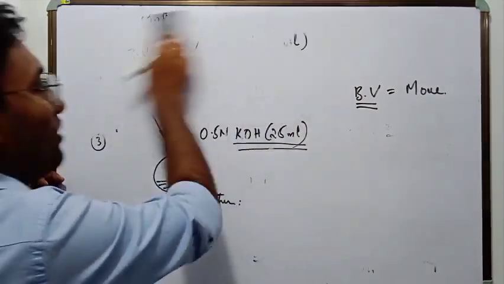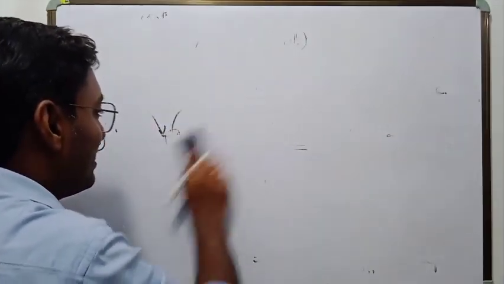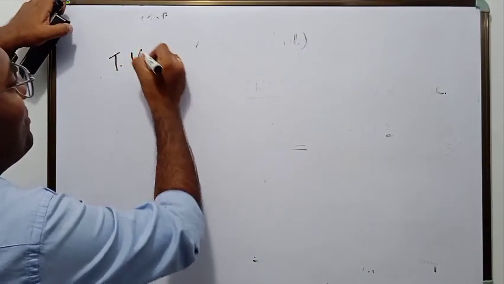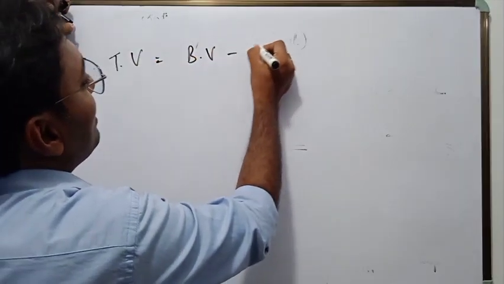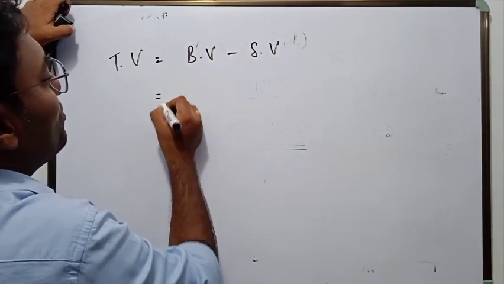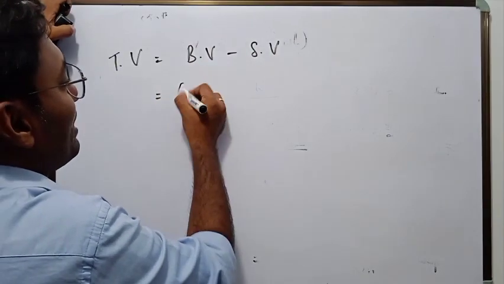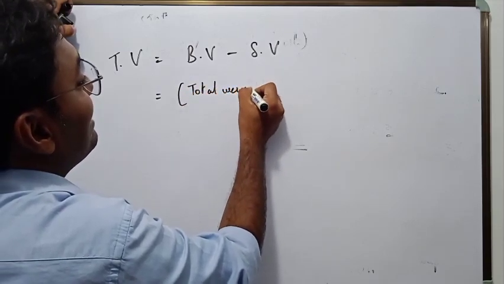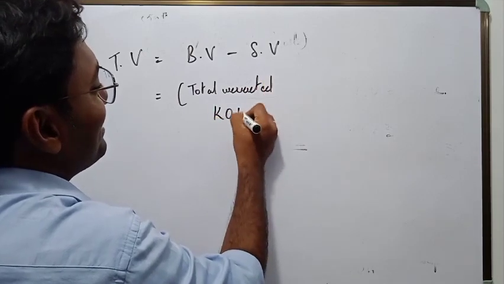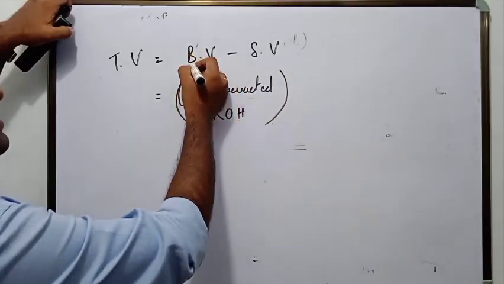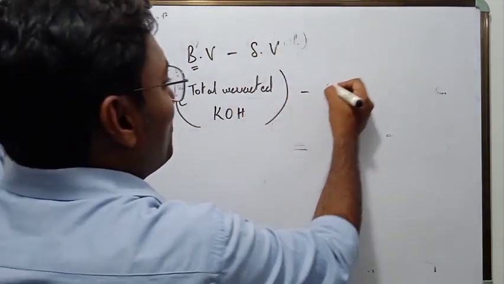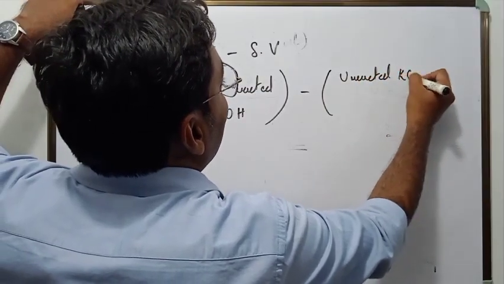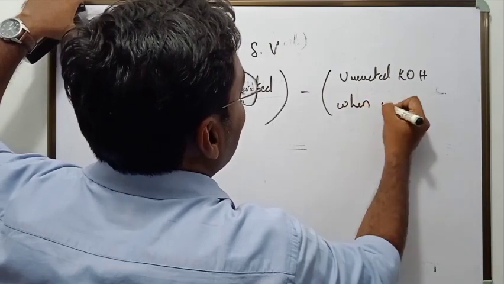So now you can calculate the titer value. The true titer value is equal to blank value minus sample value. What is the blank value? The value of total unreacted KOH, that is 25 ml. That is the blank value. And what is the sample value? The unreacted KOH when oil was present. Correct?